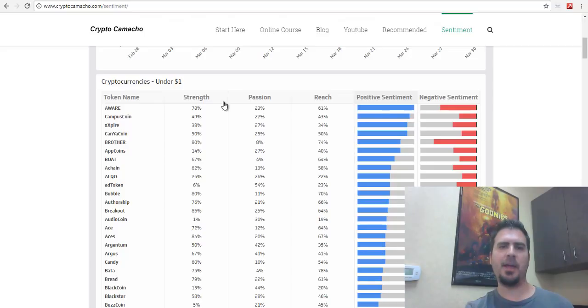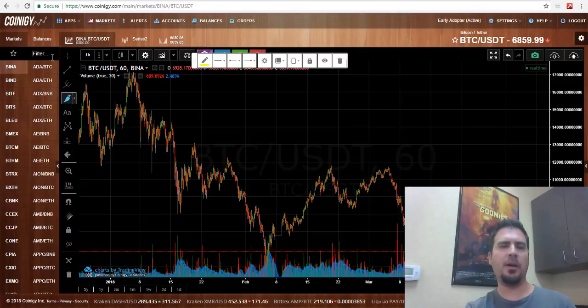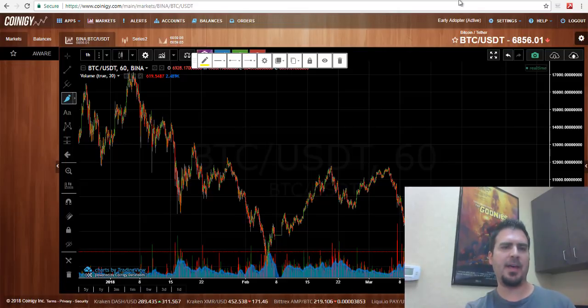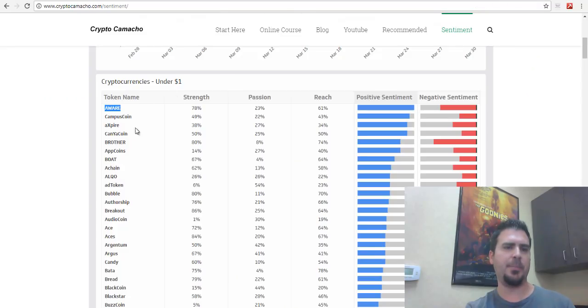So let's just say I want to know who has the highest positive sentiment, right? It looks like there's a coin, or a token called Aware, and it has the highest positive sentiment, right? So let's go back over here. Well, there's nothing really on Aware, so maybe it's an ICO, maybe it's something that hasn't hit the exchanges. Let's try Campus Coin. That's another really high one, right?